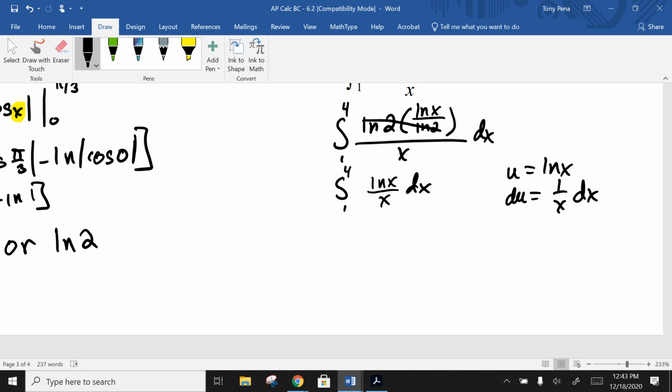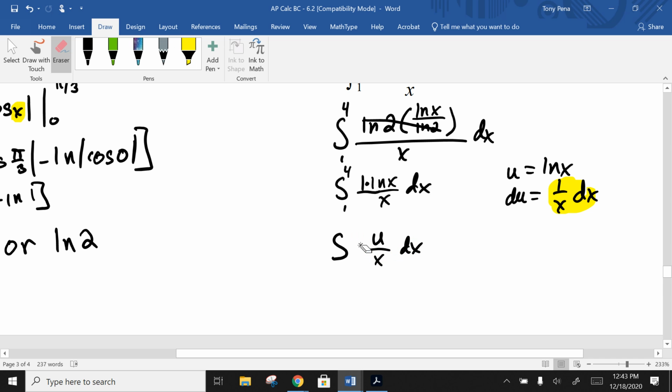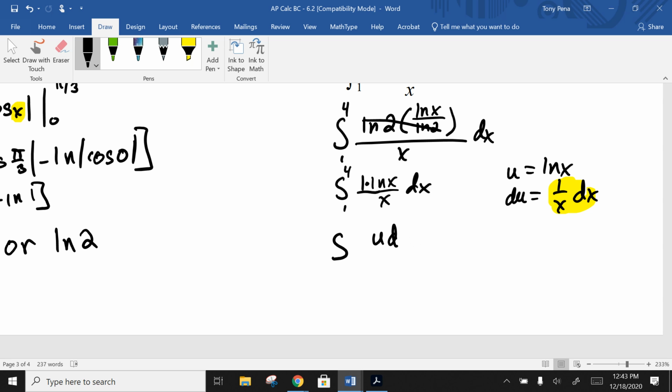So u is the natural log because the derivative will give us a 1 over x and then the dx. So the natural log of x is your numerator. And then you would have had this 1 over x and the dx. But all of that, this 1 over x dx would get rid of everything else by just replacing it with a du. So all we really end up with, as this all disappears and gets replaced by a du, is just a u du.